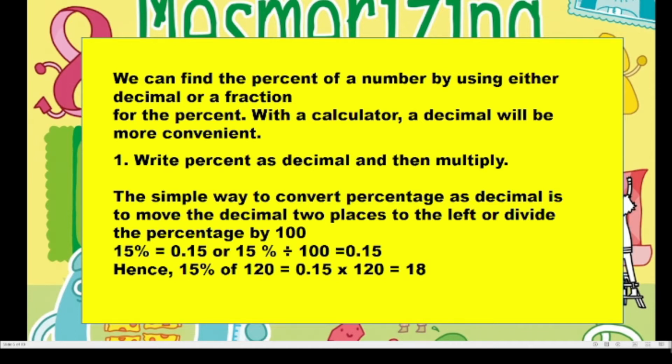Number 1. Write percent as decimal and then multiply. The simple way to convert percentage to decimal is to move the decimal 2 places to the left or divide the percentage by 100. As you can see, 15% into decimal is 0.15, or 15% divided by 100 is equal to 0.15. Hence, 15% of 120 is equal to 0.15 times 120, which equals 18.